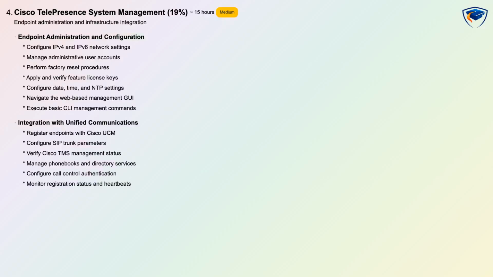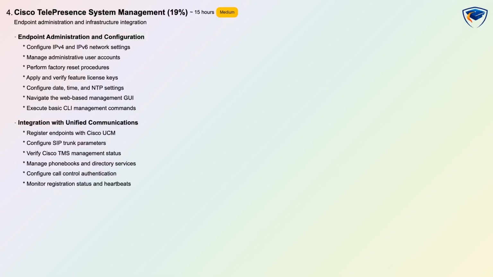Moving on to the second domain, Cisco Telepresence System Hardware and Installation. This domain focuses on physical assembly, component identification, and connectivity, making up 25% of the exam. It's assessed through hands-on and conceptual questions and requires around 25 hours of learning time.